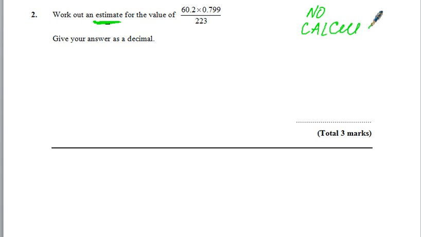Really, no calculations. I mean direct calculations, okay? Do not multiply 6.2 by 0.799 and divide them by 223. Think about these 3 marks. 3 marks means you can't spend more than 3 minutes.